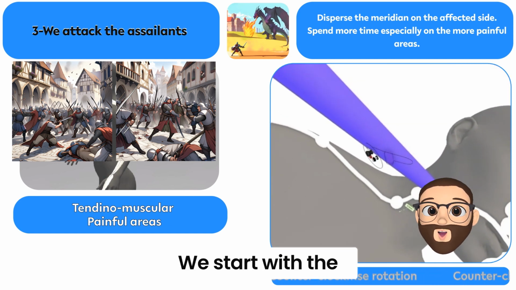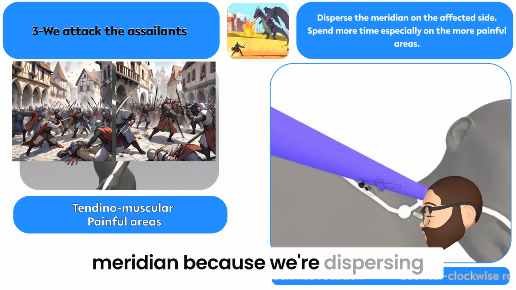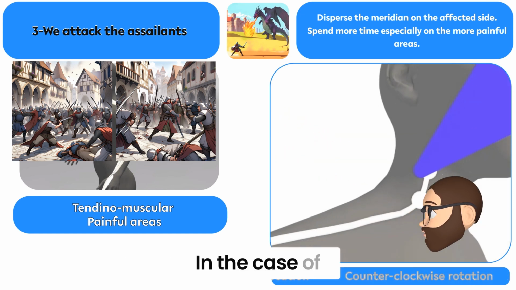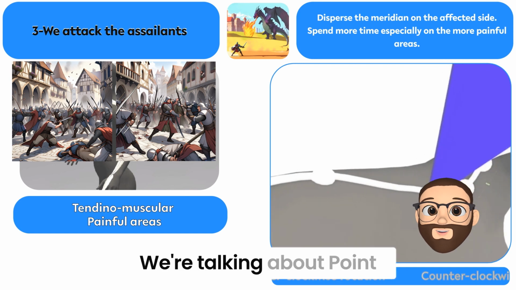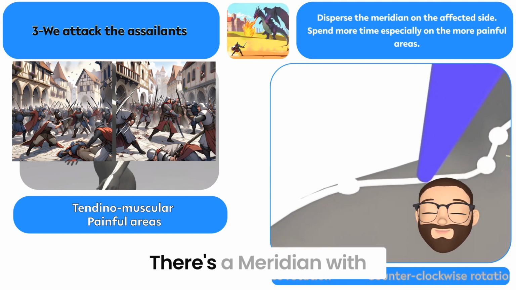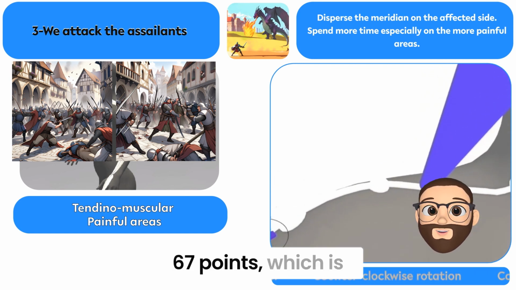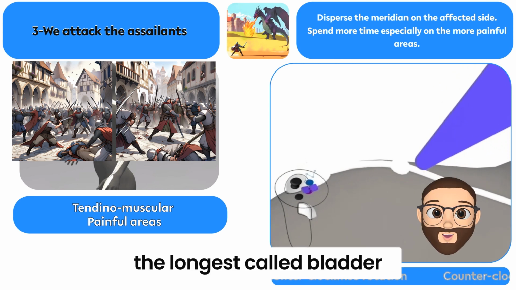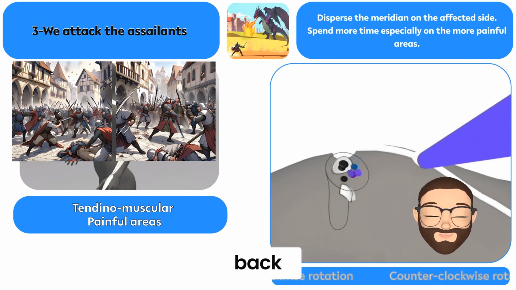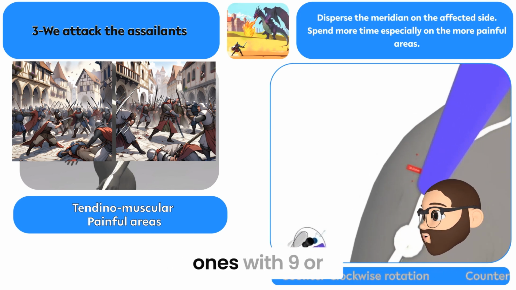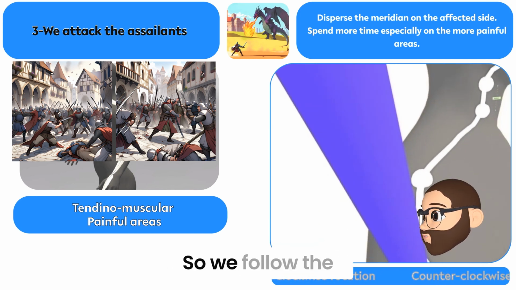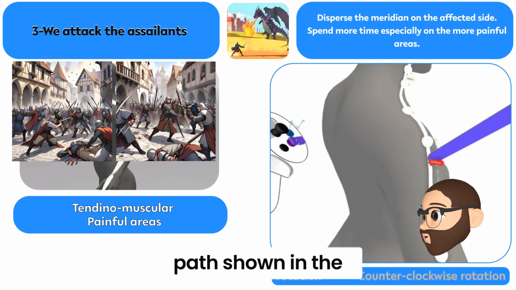We start with the highest point of the meridian because we're dispersing it. In the case of the large intestine meridian, which is a medium-sized meridian, we're talking about point number 20. There's a meridian with 67 points, which is the longest, called bladder, which runs along the back. There are also shorter ones with 9 or 11 points, so we follow the path shown in the video.